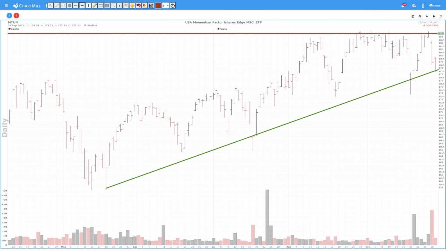So let's start with the ascending triangle pattern. The pattern is a bullish continuation pattern. It is formed when prices are trapped between a rising trend line and a horizontal resistance line. The trend line and resistance line are forming a triangle.